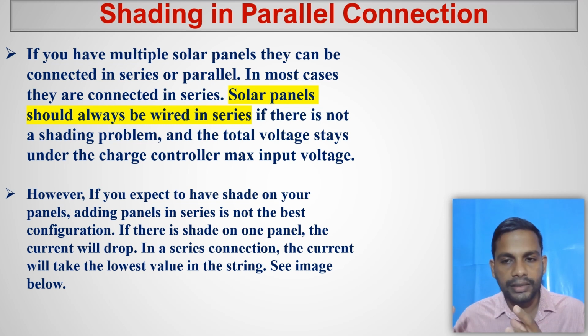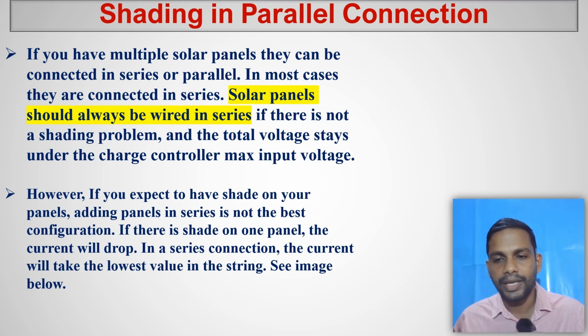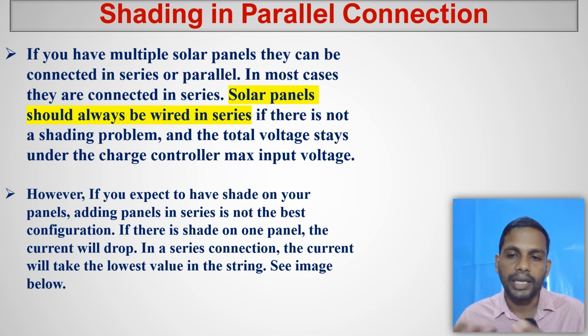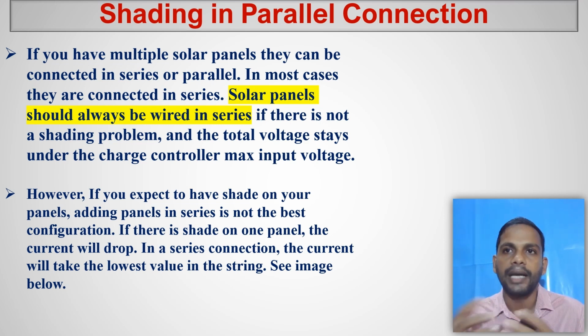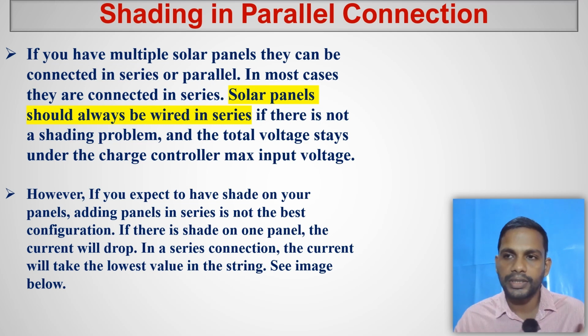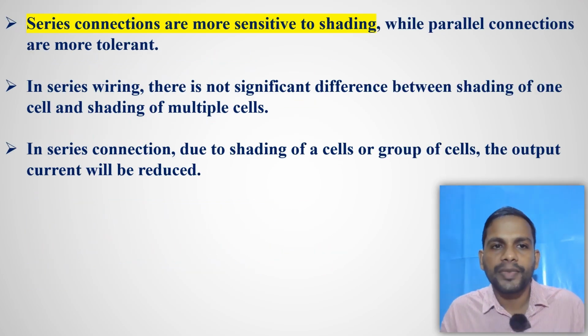Even though a parallel connection costs more money for installation, because of larger wire size, larger breakers, everything is a larger size, obviously the parallel connection will reduce the impact of shading. So definitely there's one place where we have a shading issue, but we have to install the solar panels. What is the solution? Go for a parallel connection between the modules. So if one module is not working, it will not impact the other modules. Series connections are more sensitive to shading, while parallel connections are more tolerant. So parallel connection is a solution if you have a shading issue.